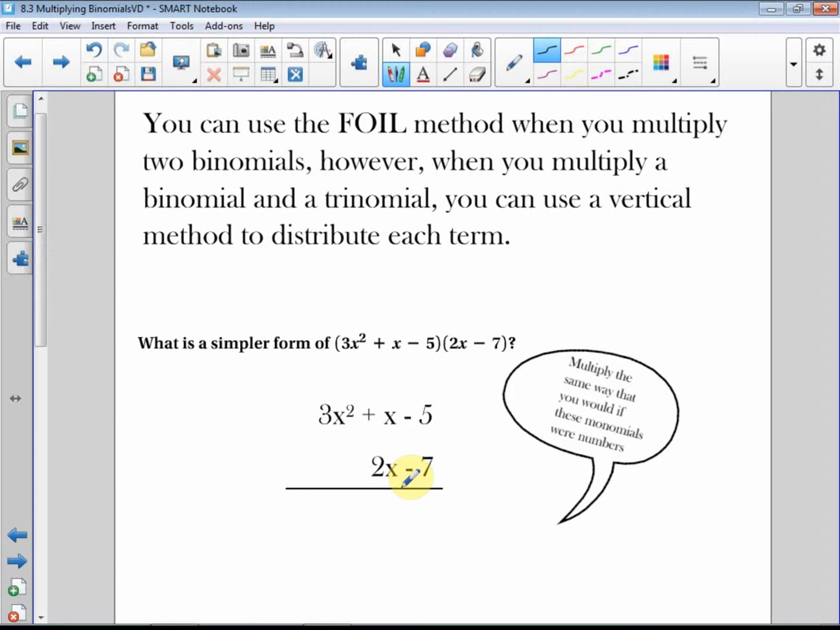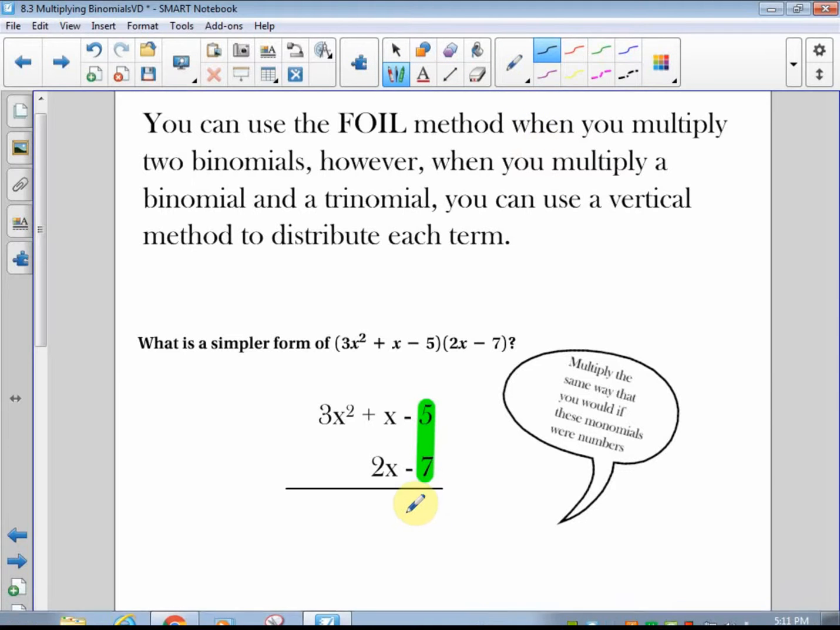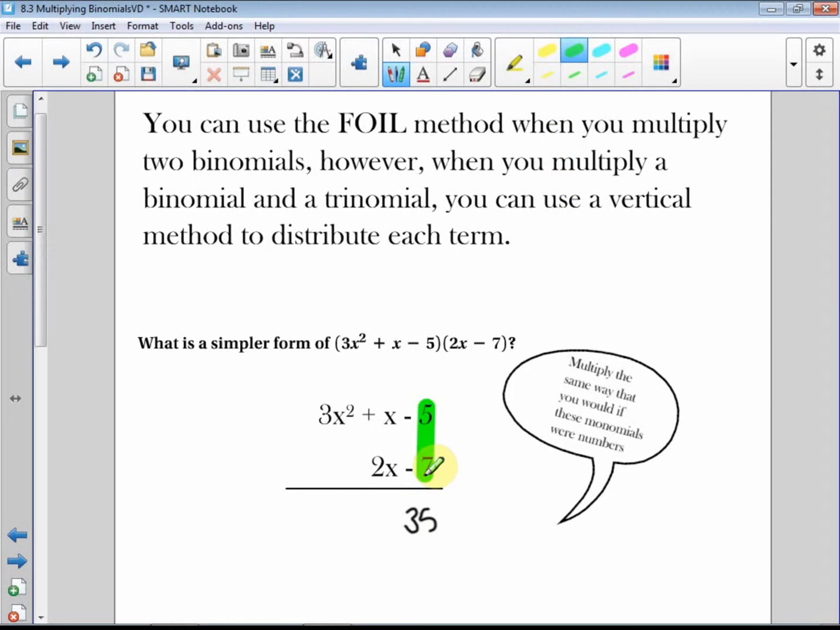It happens. So I'm going to multiply like I did way back when, the old-fashioned way. I'm going to multiply -7 times -5 to get a positive 35. I'm going to multiply -7 times a positive x, which is a -7x, and this was a positive 35. And next, I'm going to multiply -7 times 3x squared, which will yield a -21x squared.